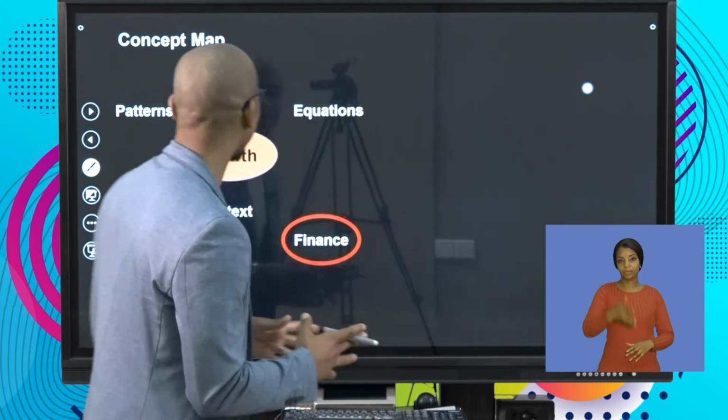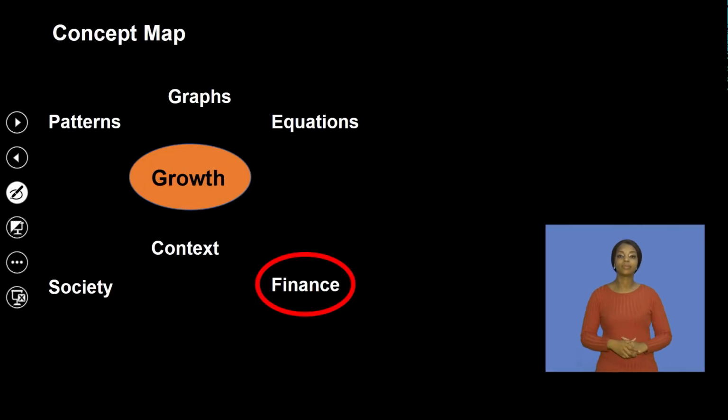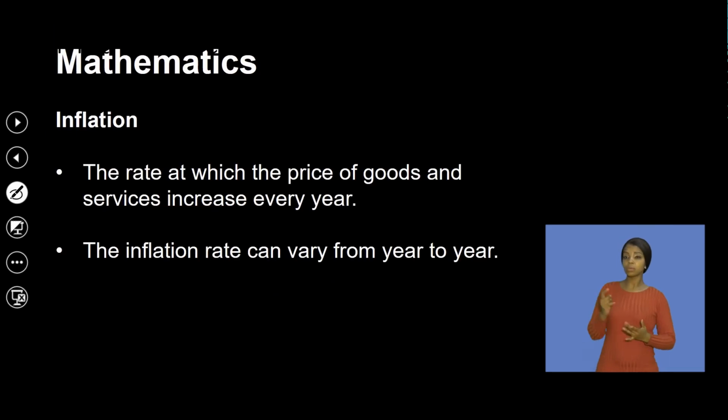Let's just look at what we've done so far. Our big idea, which we're always going to go back to, was growth. We looked at patterns, graphs, equations. Our context has been finance, because we're trying to assist ourselves in making better financial decisions or better financial choices when it comes to saving and all of that.